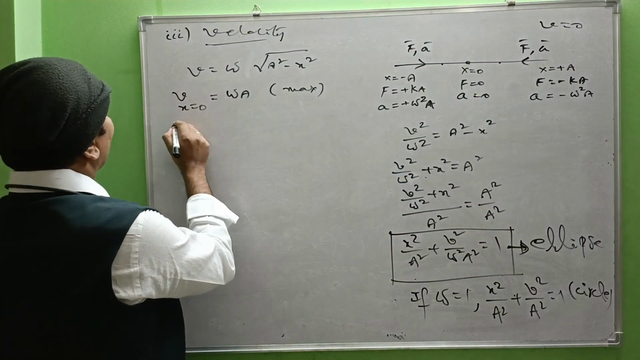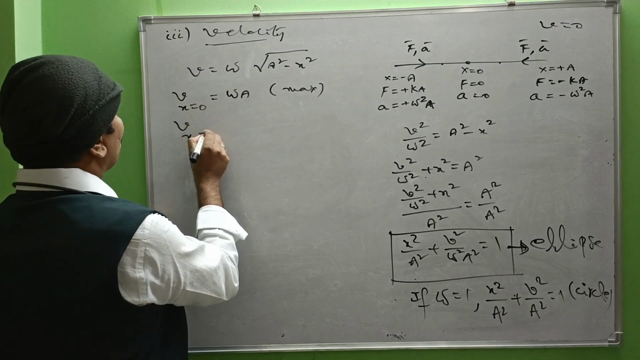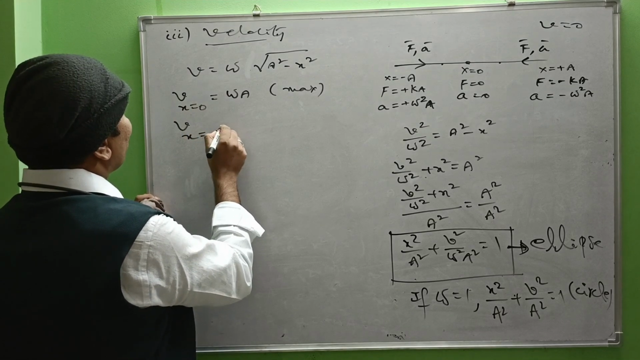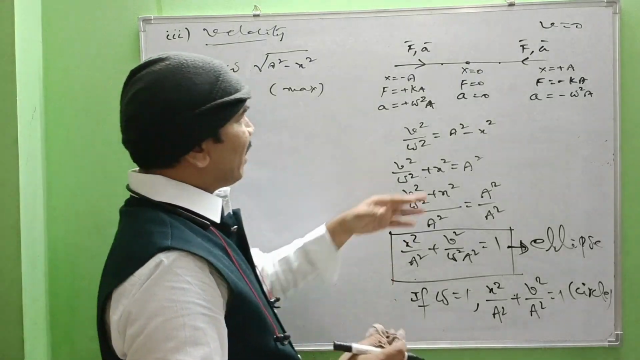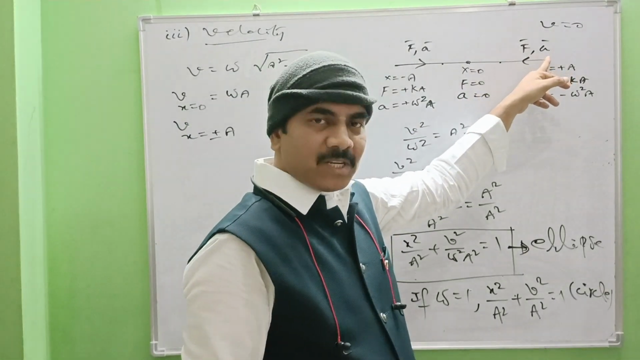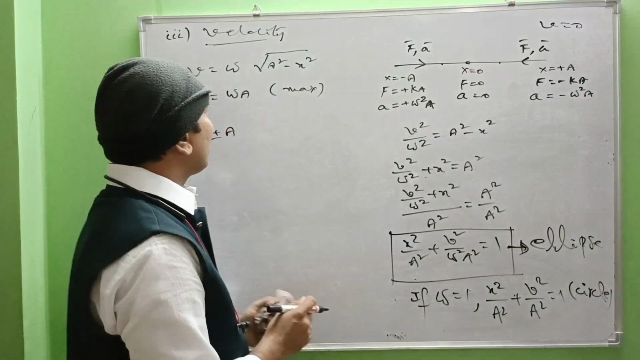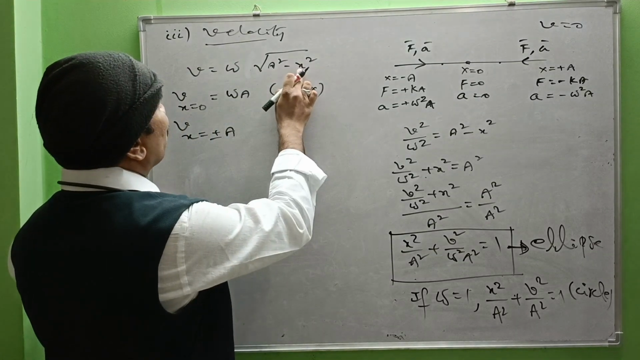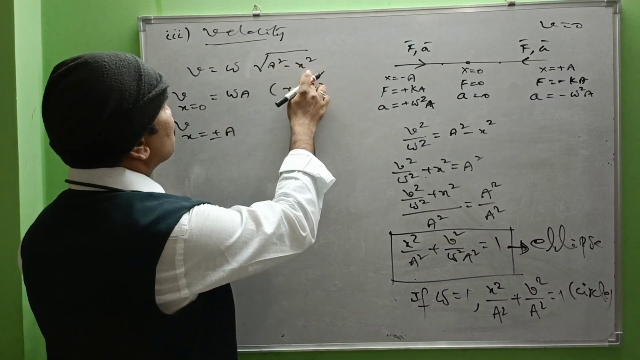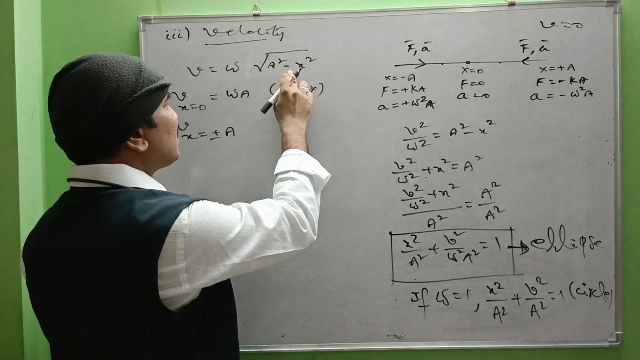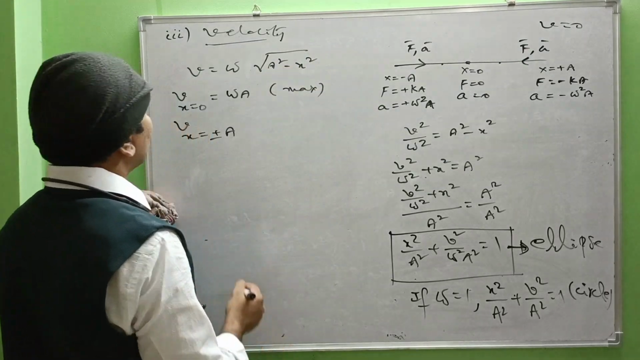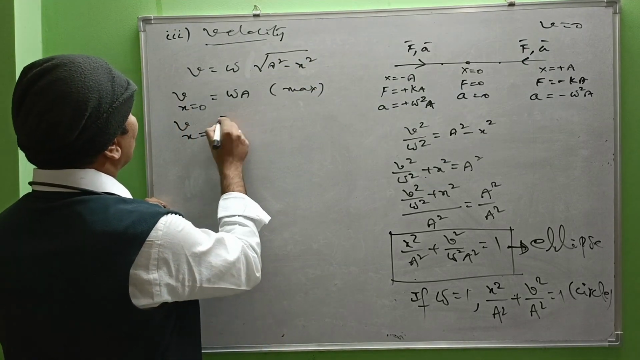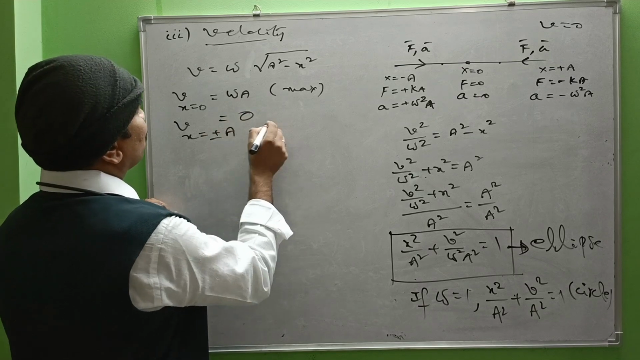In the same way, v at x equal to plus or minus a, that is, when it reaches the positive extreme position or the negative extreme position. In both cases, if x equal to plus a, a square minus a square; if x equal to minus a, a square minus minus a whole square. So in both cases, v becomes equal to 0, the minimum.